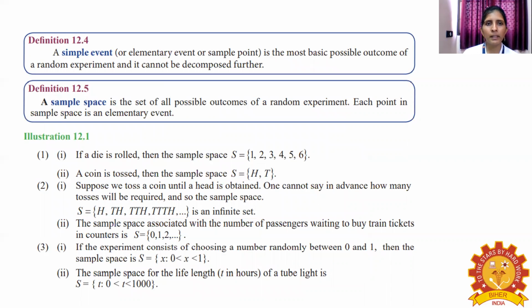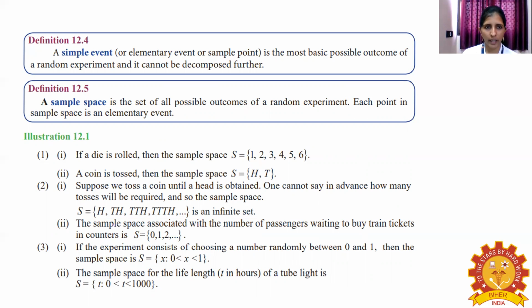And a simple event or elementary event or sample point is the most basic possible outcome of a random experiment, and it cannot be decomposed further. So we call this a simple event. And a sample space is the set of all possible outcomes of a random experiment. Okay, so each point in a sample space is an elementary event.